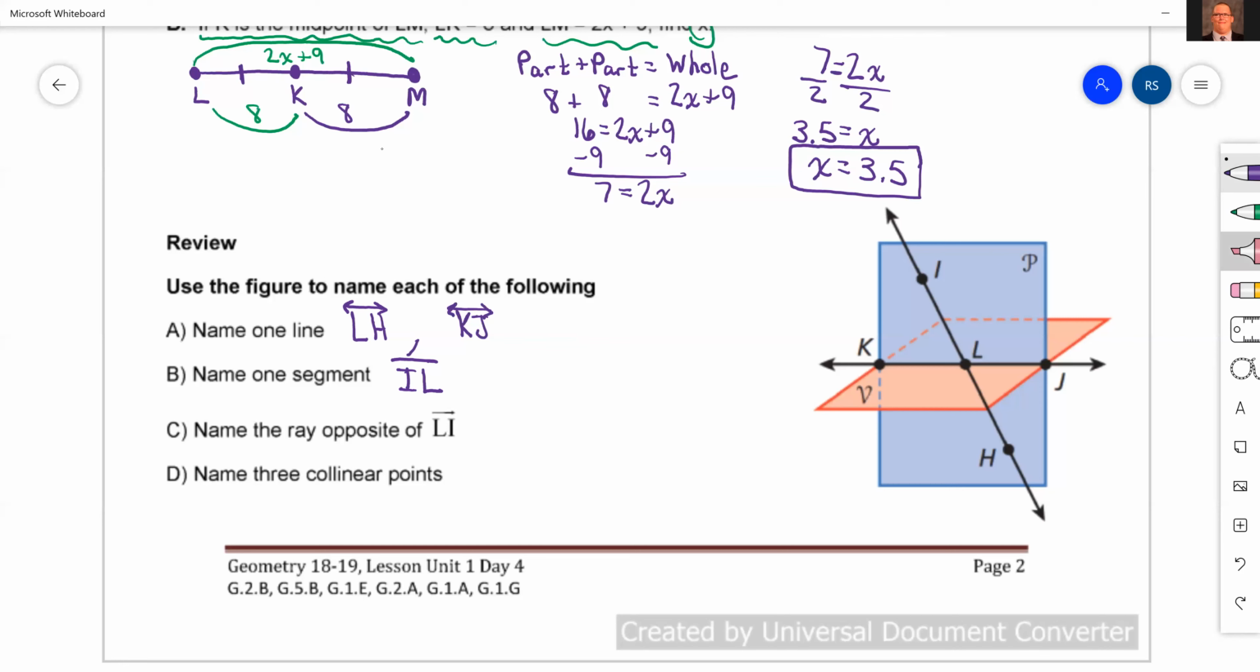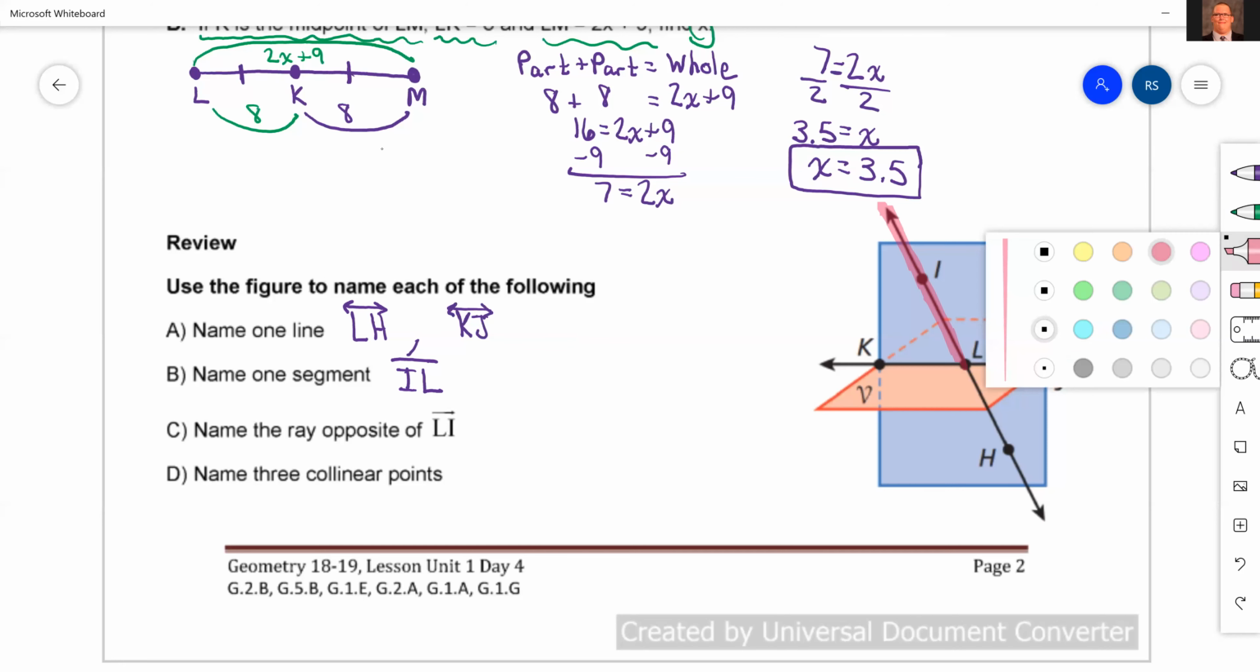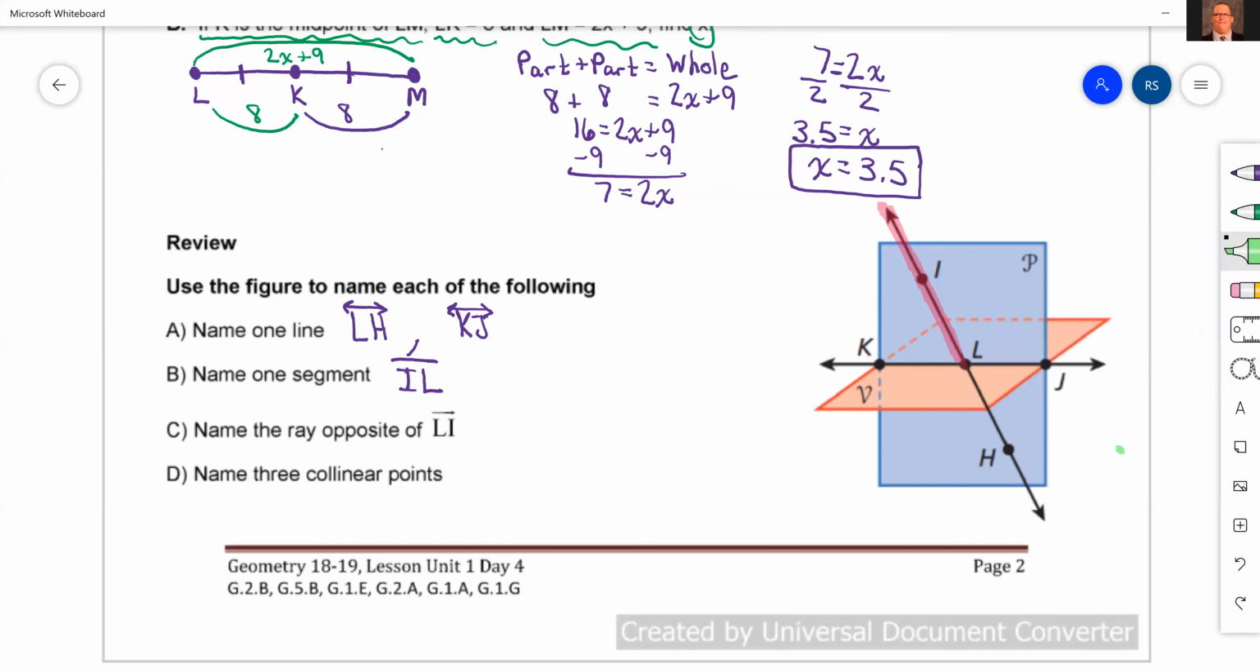Now it says name a ray opposite of LI. Well, let's see where LI is going. LI goes up. So the ray opposite has to start at L. We're going to start at L, but then we've got to go the opposite way. So remember, when you name a ray, where you start goes first. I need a pen, not a highlighter. So we're going to start at L, and then we've got to go through H.